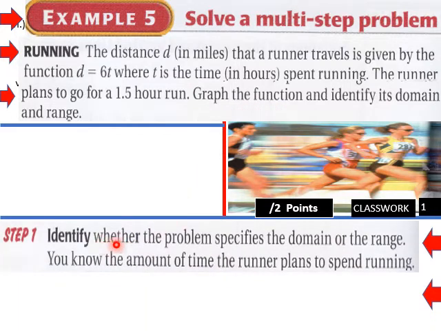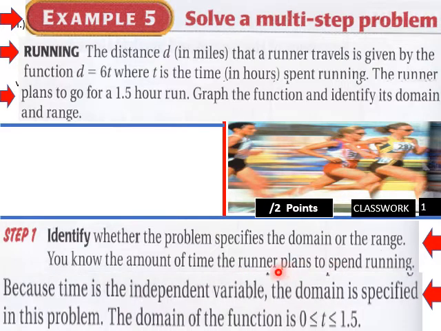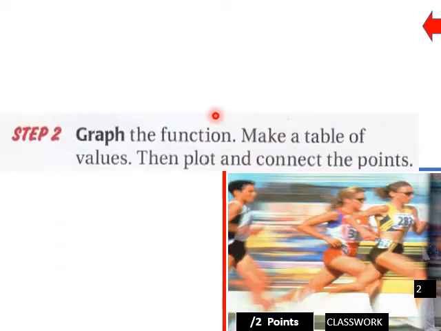So step 1 here, identify whether the problem specifies the domain or range. It does. You know the amount of time the runner plans to spend running. We do know that is 1.5, because time is the independent variable here. The domain is specified in this problem, so the domain would be your time, on your horizontal axis. The domain of the function is 0 is less than or equal to t, less than or equal to 1.5. So we do know the domain.